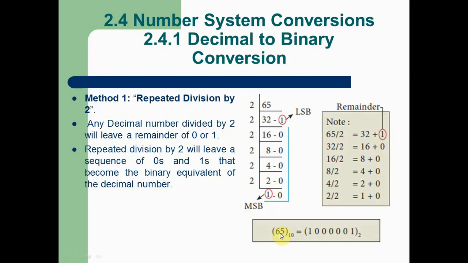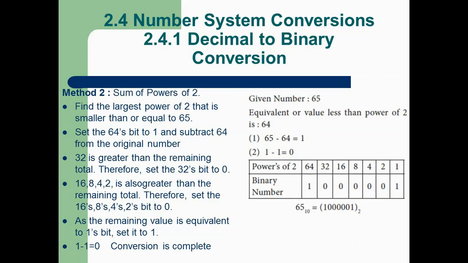In the same way, there is another method called the sum of power of 2 method to convert decimal to binary. Of course, this is the simple method. Here we want to find the largest power of 2. Here we are not going to divide any number.